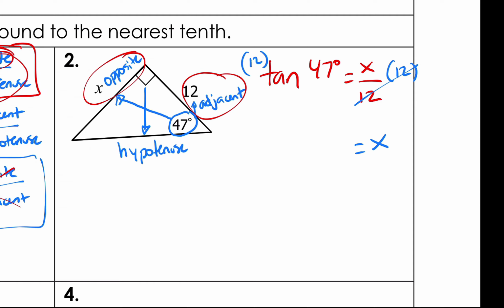Again, just plug that into your calculator. 12 times tan 47, making sure your calculator is in degrees, or DEG. And then hit enter. And you have 12.868. We'll just say 12.9.